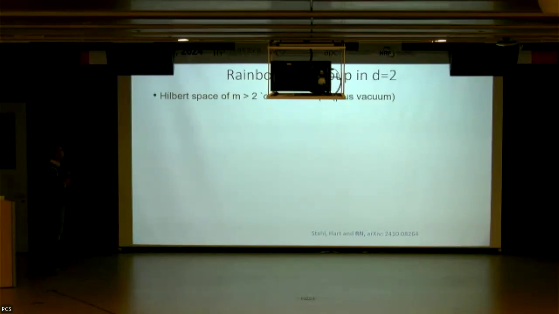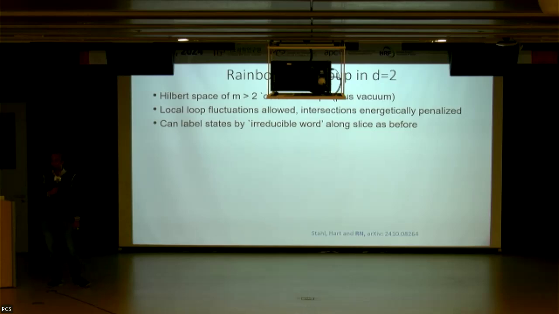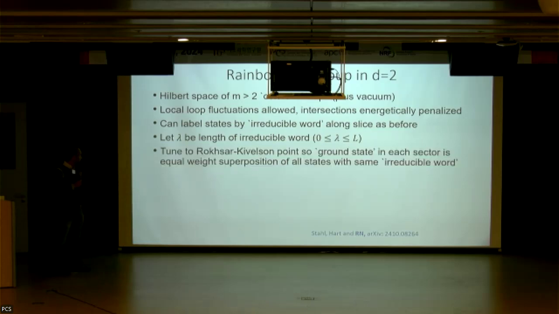As we've been doing before, let's work with a Hilbert space, which is m greater than 2 colors of loops plus vacuum with loop intersections energetically penalized. As before, we can label states by topologically invariant words. And let's say that the length of the word is lambda, where lambda can be no larger than linear system size.